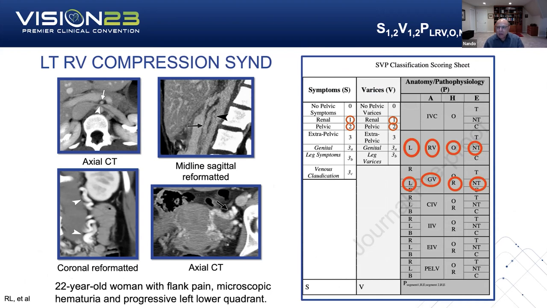The scoring sheet has already been filled, and I will not go through it, and it yields this SVP classification, which is rather intimidating, but I want you to look at these like a sentence to be read from left to right. And here, the symptoms are in the renal and pelvic region. The varicosities are again in the renal and pelvis. There is left renal vein obstruction, non-thrombotic, and the left gonadal vein shows reflux, non-thrombotic.